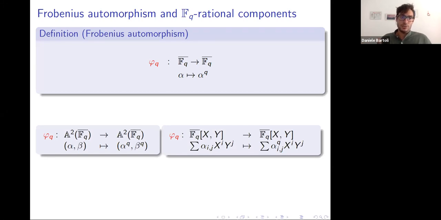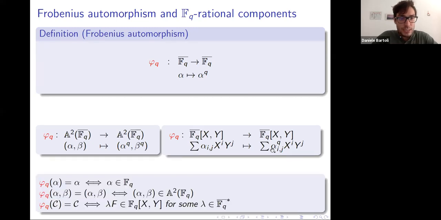Clearly, it can be extended, I use the same notation, to a function from the affine plane, so taking pairs of elements alpha and beta in Fq bar, and taking the Frobenius of each coordinate, but also it can be extended to polynomials in the two variables x and y, just taking the Frobenius of the coefficients. Now, it is readily seen that if you have an element of Fq, then Φq fixes such an element. And also it fixes points in the affine plane over Fq, because it fixes pointwise the entries. And also, we say that a certain curve is fixed by the Frobenius if the polynomial defining it is defined over Fq apart from a scalar multiple lambda, which can be in the algebraic closure. Clearly, it must be different from 0.